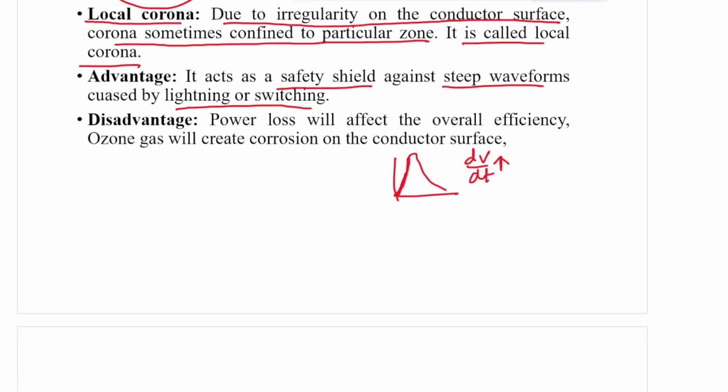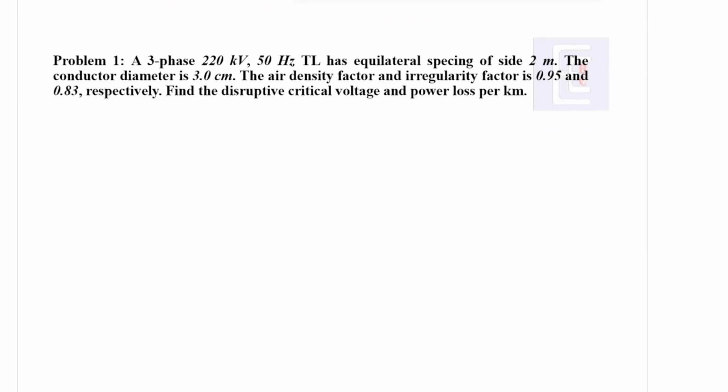What are the disadvantages? Number 1, definite power loss. We have some definite amount of power loss. Number 2, ozone gas will form, which is not good. Why? Because it will react with the metal surface and corrode it, so the metal body will be destroyed soon. Now with this, we shall shortly see some problems.